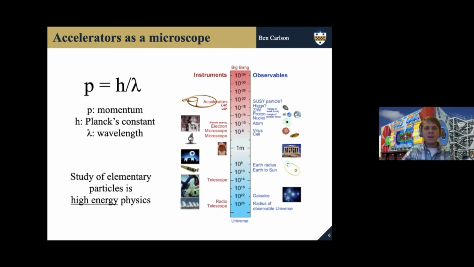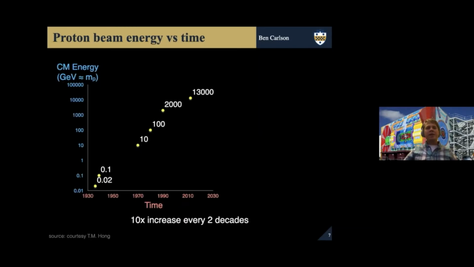So if you think of it in terms of the different distance scales that we know in the universe, where we're sort of sitting here at the middle, microscopic things like cells and viruses are, say, a few microns, but we want to probe nuclei and then things at even smaller distance scales, which we have to do by going to very high energies using accelerators.